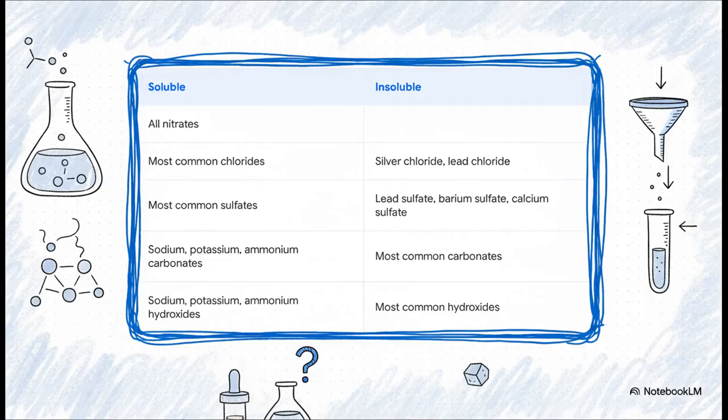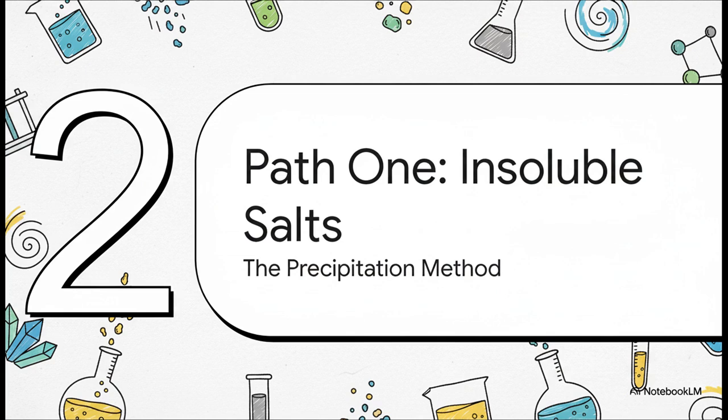So, how do you even answer that question? Well, with these, the solubility rules. This table here is your guide, and it shows how a few simple rules can be incredibly powerful. For example, just look at that top row. All nitrates are soluble. That one little fact is a fantastic trick that we're going to use in just a minute.